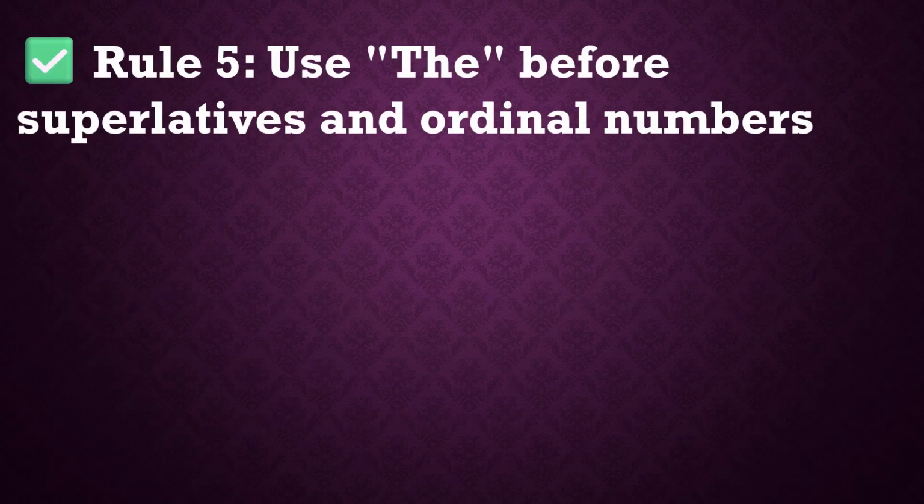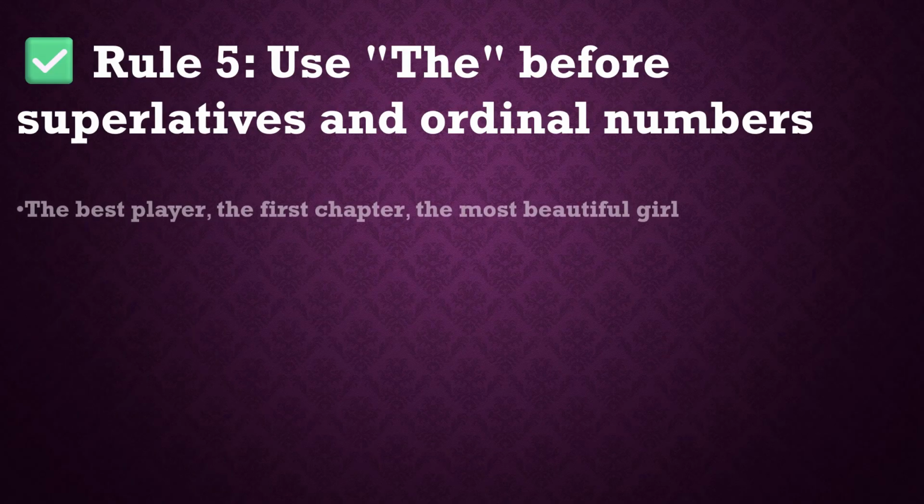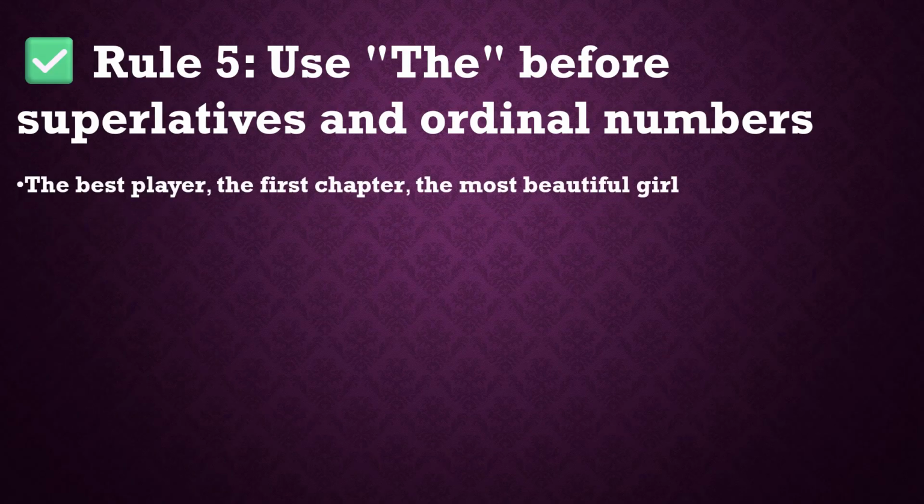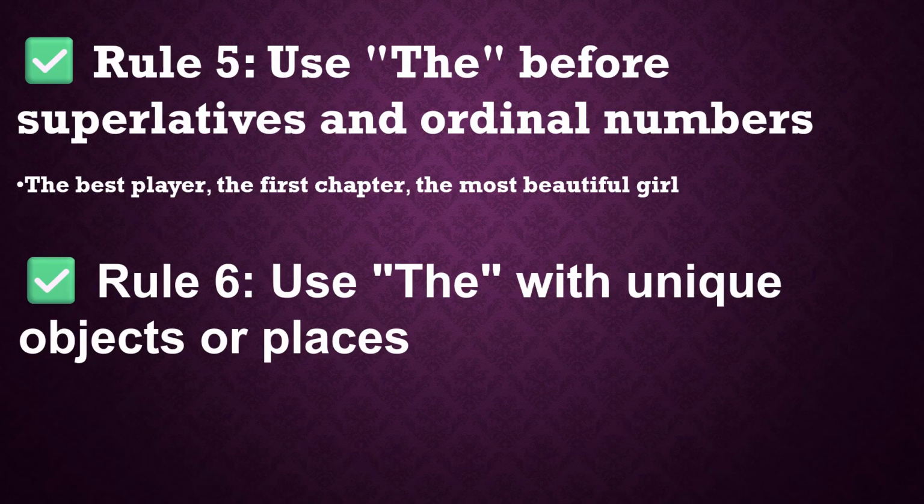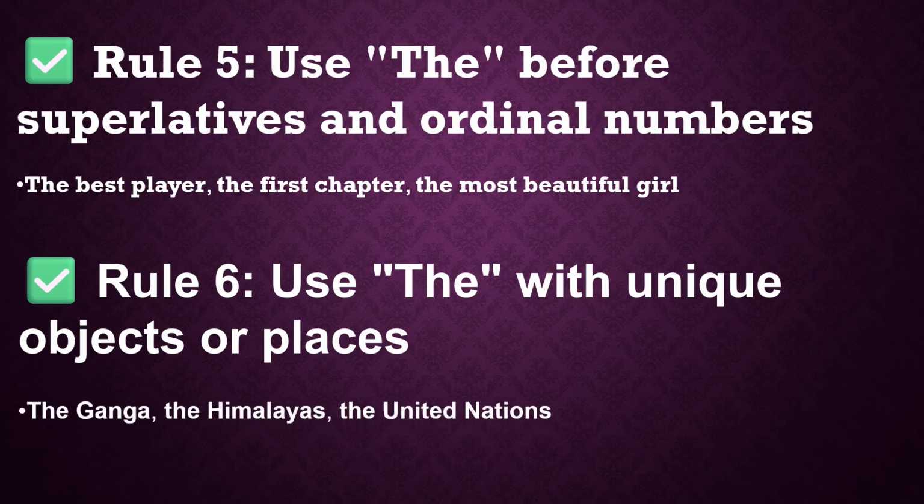Rule 5. Use the before superlatives and ordinal numbers. Superlatives like best, worst, tallest: the tallest girl in the class, the best player, the laziest person, the first chapter, the most beautiful girl. Rule 6. Use the with unique objects or places. The Ganga, the Himalayas, the United Nations, the United States of America.